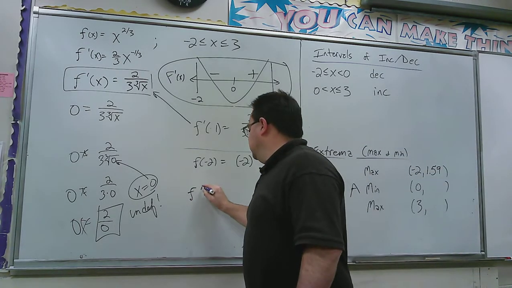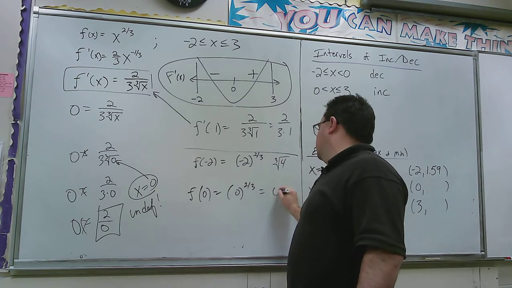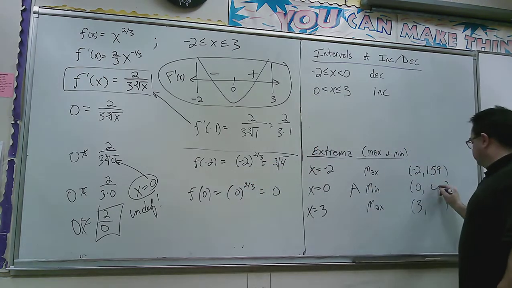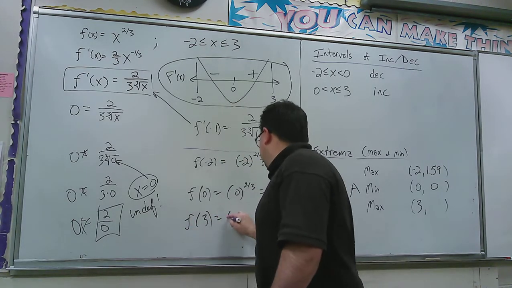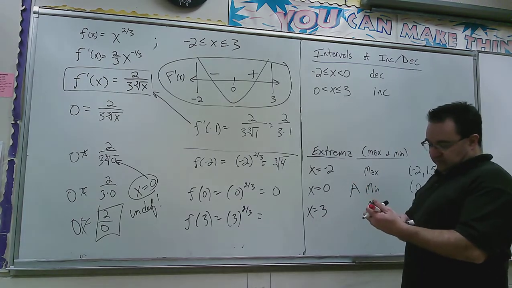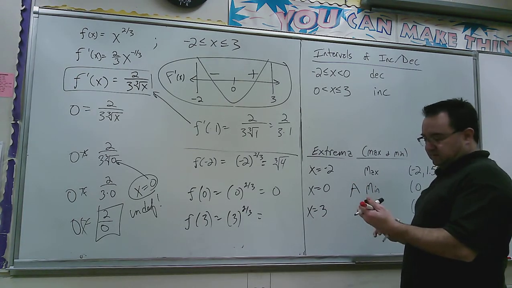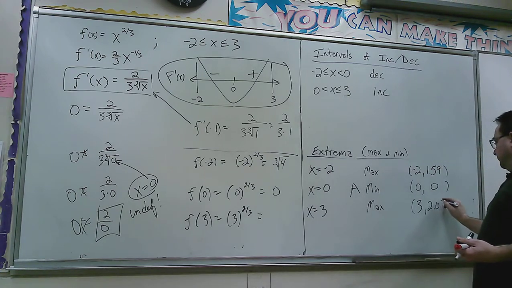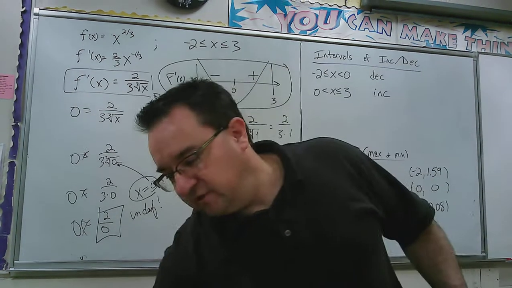When I plug 0 in, that is 0. And when I plug 3 in, 3 to the parenthesis 2 over 3, I get 2.08. So I got everything I need. All I have to do is make my graph, and we have this problem done.